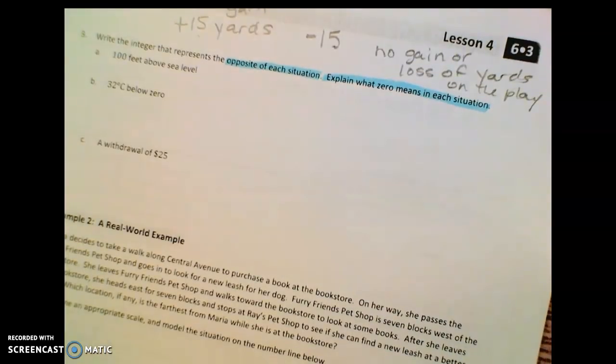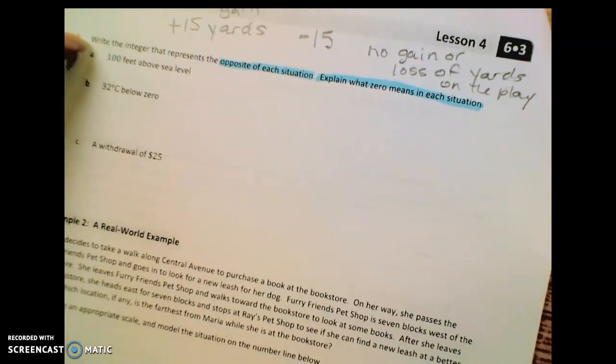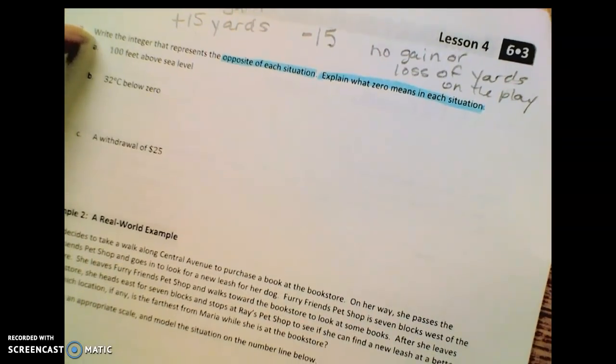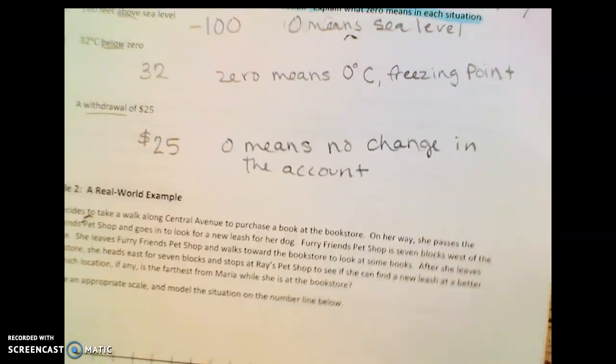So they got tackled right at the line of scrimmage. They didn't lose any yards, but they didn't gain any yards either. So for each of these situations, please write the integer that is the opposite of that situation and tell me what 0 would mean in that situation. When you are done with that, check back to see if you were correct.